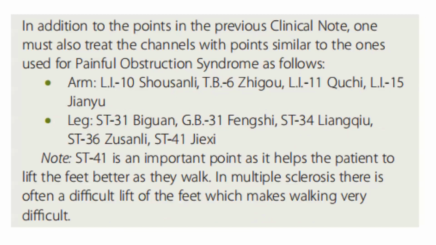In addition to the points in the previous clinical note, one must also treat the channels with points similar to the ones used for painful obstruction syndrome as follows. For the arm, we can use LI10, triple burner 6, LI11, LI15. For the leg, we could use stomach 31, gallbladder 31, stomach 34, stomach 36, and stomach 41.